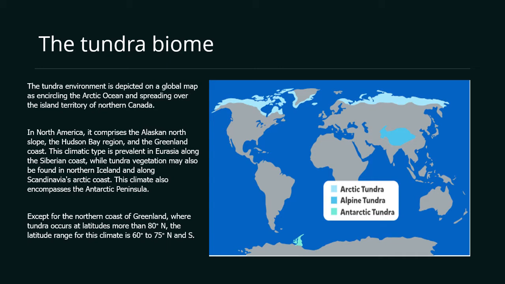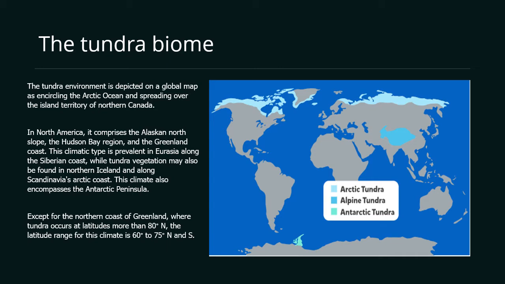and around the Siberian coast, around Eurasia. So it spreads over the island territory of northern Canada and the Hudson Bay, the Greenland coast, and the climate also reaches the Antarctic Peninsula. Except for one coast of Greenland where the tundra latitudes are more than 80 degrees north.